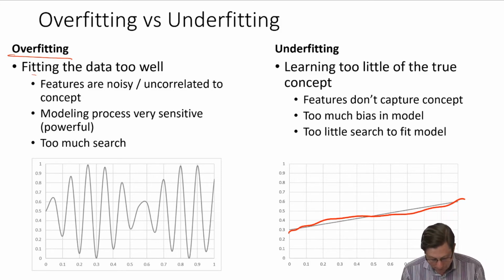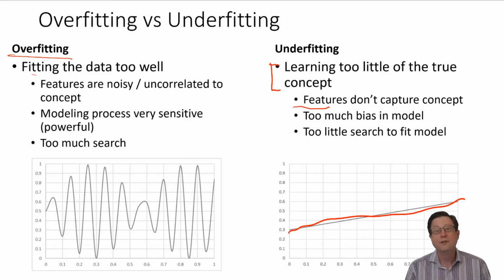Now, let me just read through these. You've learned too little of the true concept. And this could happen when the features don't capture what you're trying to learn at all, which means if you've done feature engineering and you've created a whole bunch of features that have nothing to do with the concept you're trying to learn, you're not going to learn the concept, right? Even no matter what, right? You've sort of thrown it out because of your choices with feature engineering. You said, I'm only using 2 features. Well, you might have a hard time learning something that's interesting or complicated.